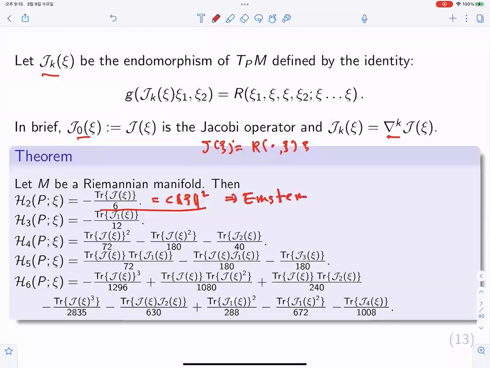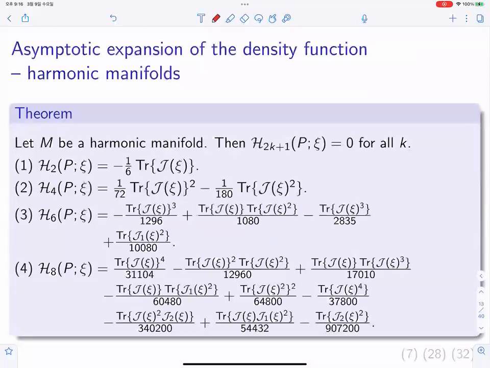A harmonic manifold is Einstein. And also, this is constant, then the covariant derivative of a trace is the same as the trace of the covariant derivative. This vanishes. All the terms vanish. And for h4, you have the two remaining.